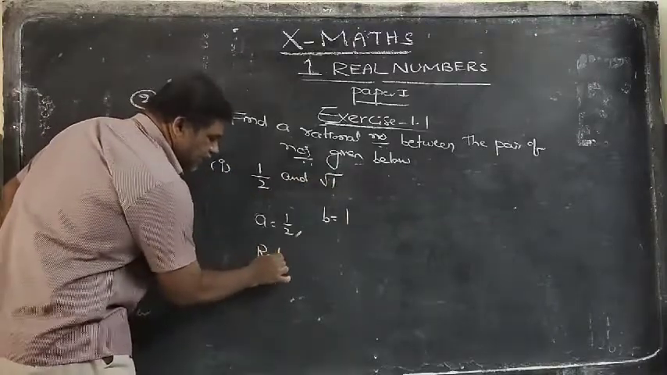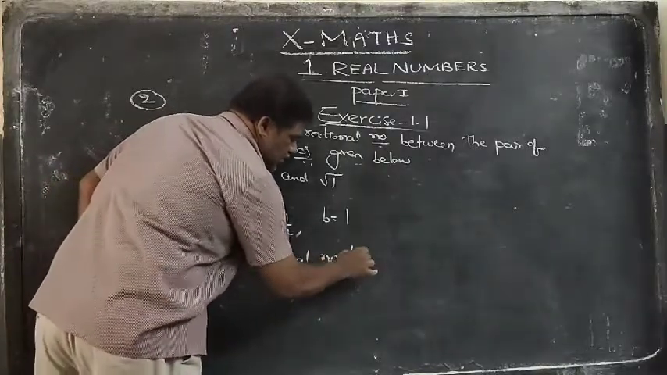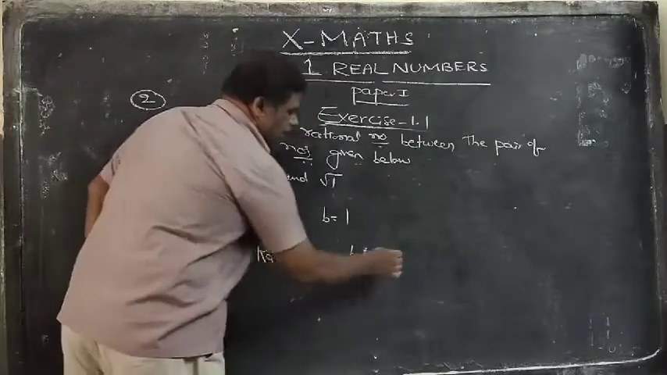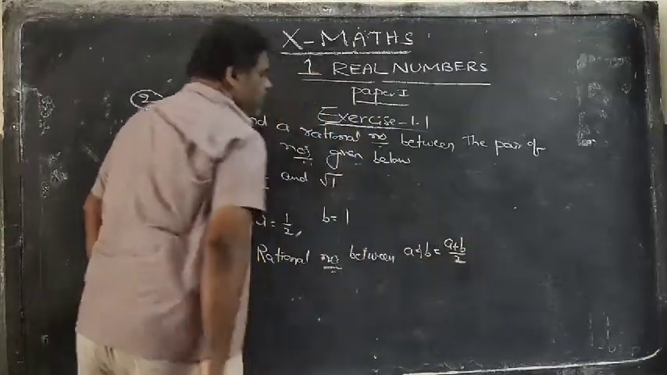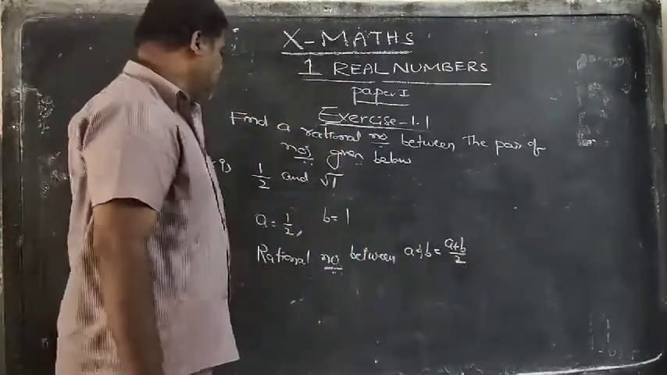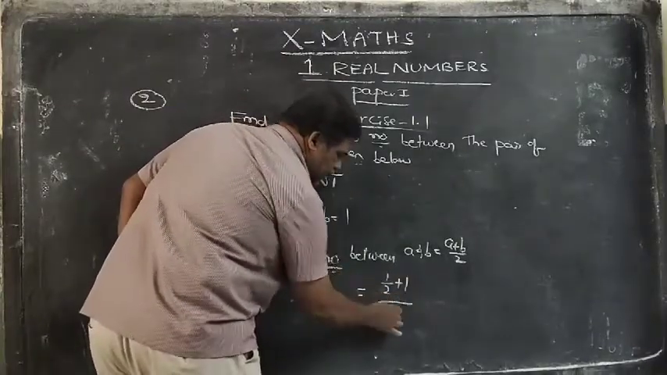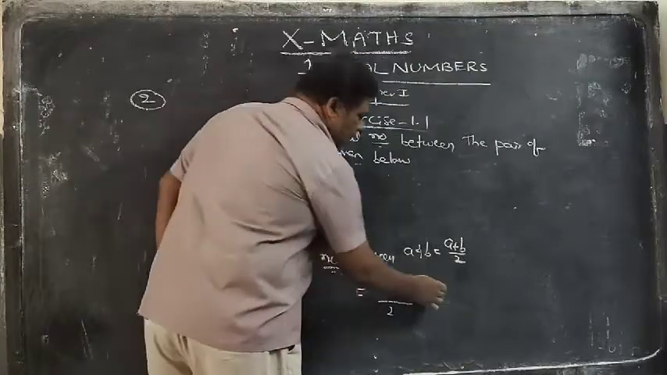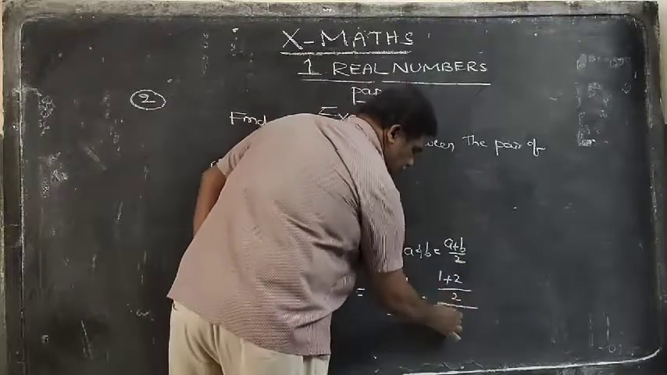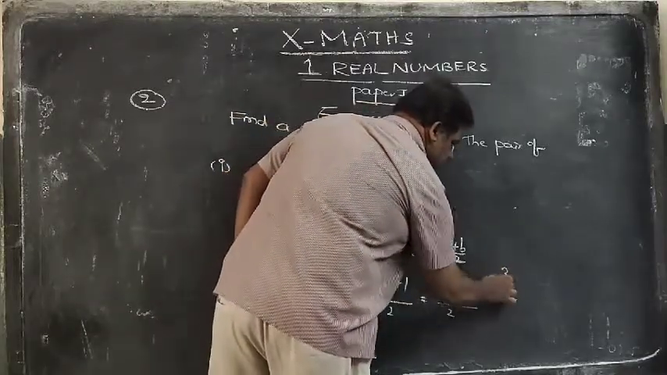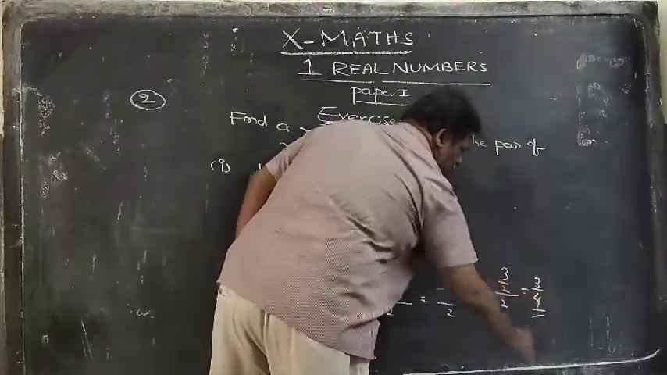Now the rational number between A and B is (A plus B) by 2. That is the formula to find a rational number between A and B. So A is 1/2 plus B is 1, over 2. Here in the numerator, LCM is 2. 2 ones are 2/2. 1 plus 2 is 3/2 divided by 2. This 2 comes down, it is 3/4.